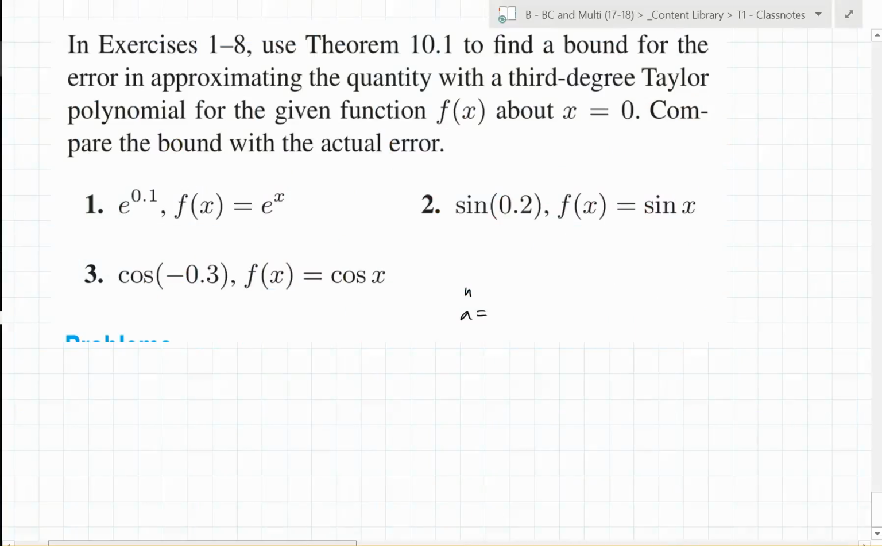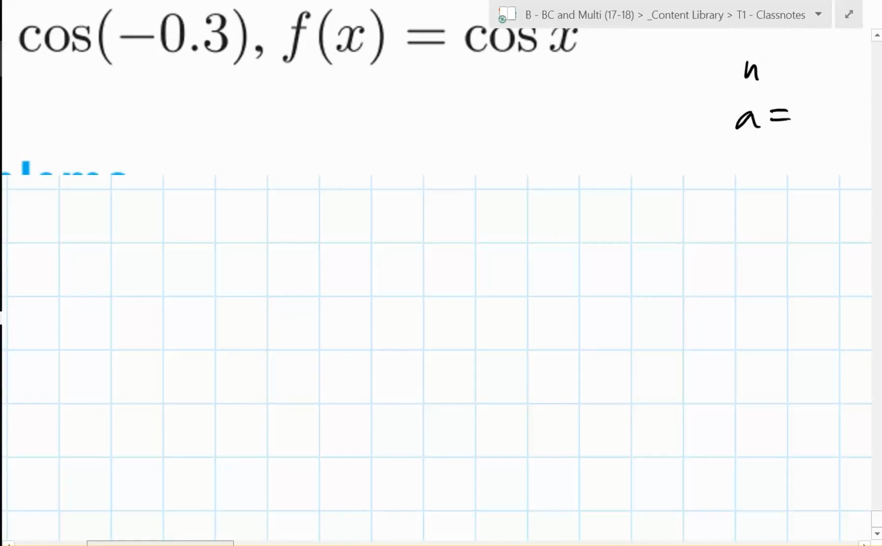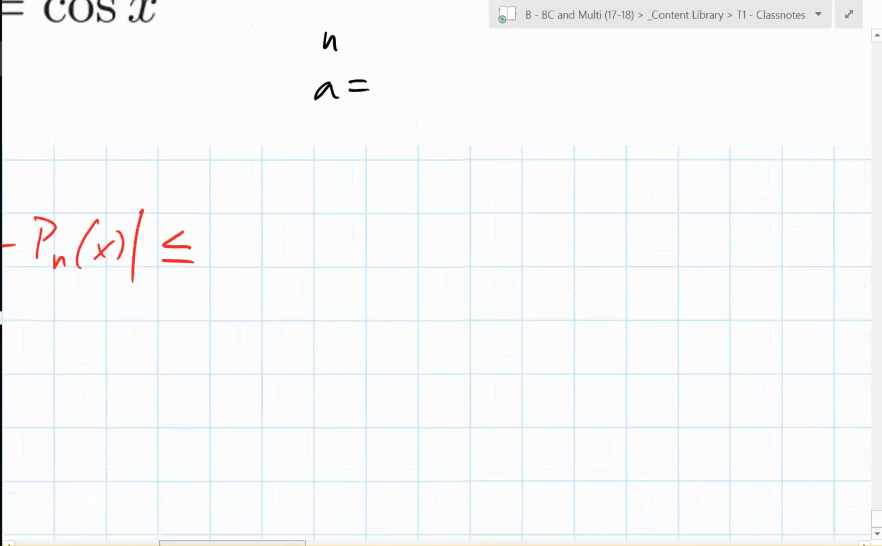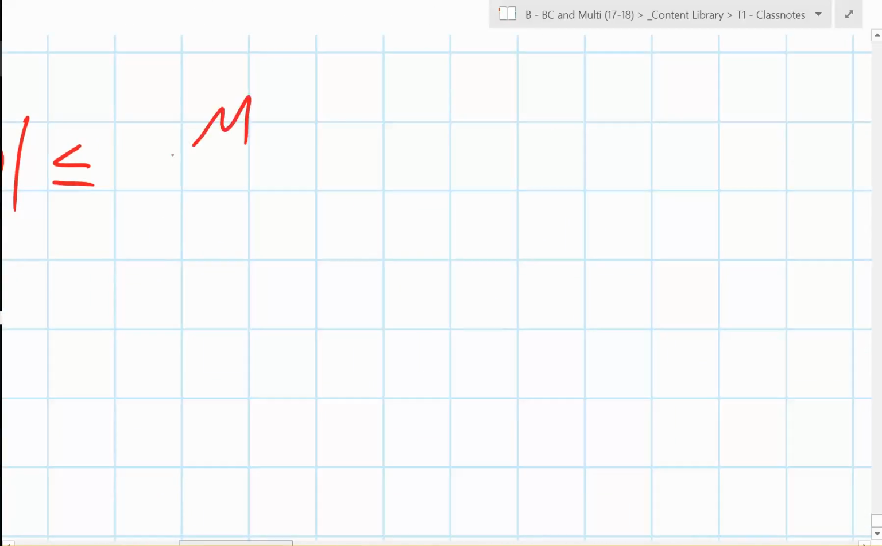On the AP, the first thing you need to do is remember, what was this? It was the error E_n in terms of x. It's equal to what? The absolute value of the function value minus the Taylor approximation is less than or equal to what? This is the key. You have to write this down. M over (n plus 1) factorial, times the absolute value of x minus a, to the n plus 1.